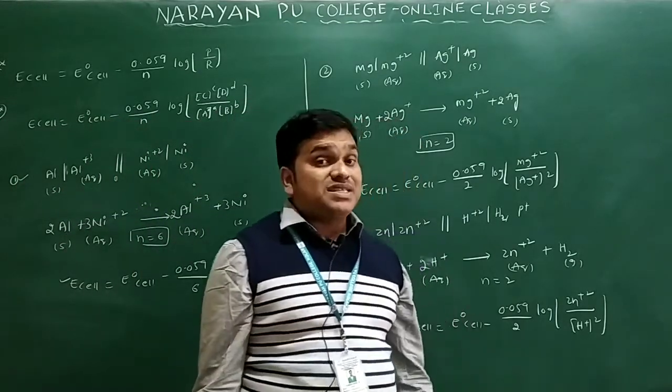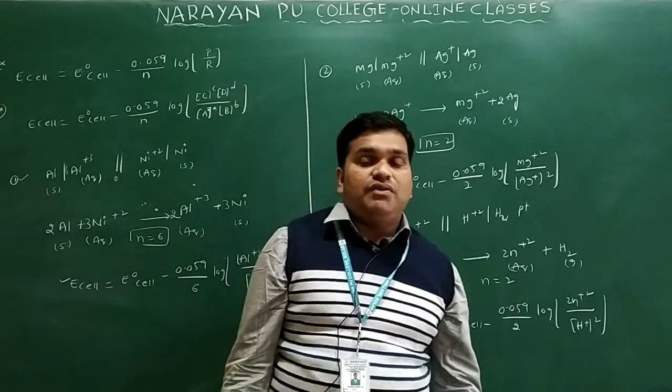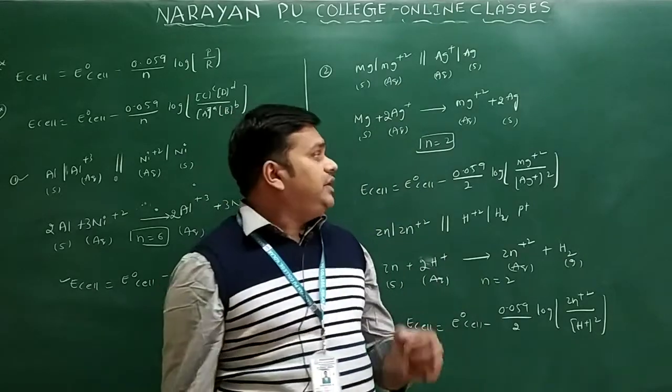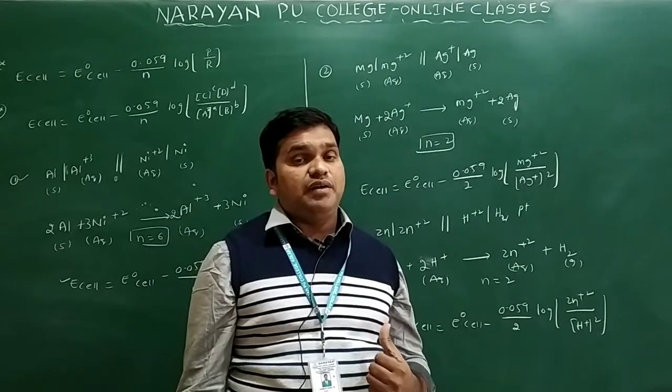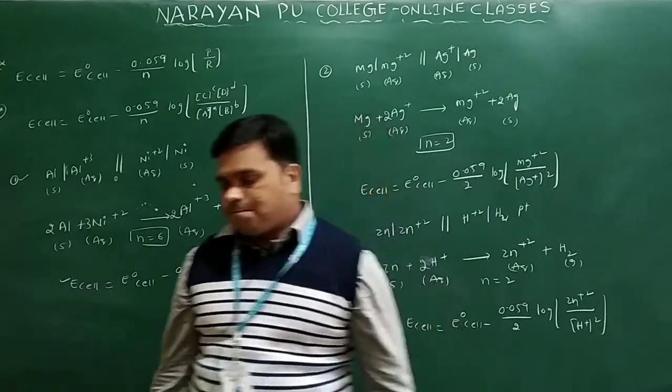So this is the way of writing the Nernst equation. If the cell reaction is given, or if they give the oxidation of the half cell, or if they give the reduction of the half cell, by using that you can construct the cell and you can write the expression for the Nernst equation only. So this is regarding some examples on the writing of the Nernst equation.